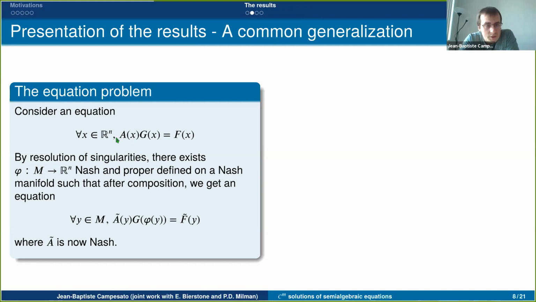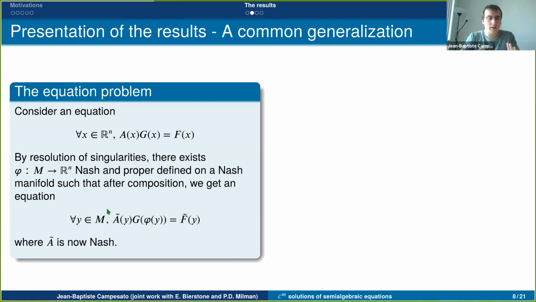So what I'm going to do first is just to replace X by phi of Y. So I'm going to compose this equation with phi. So A of X, when I compose with phi, will become A tilde of Y, which is a matrix whose entries are semi-algebraic and real analytic, or Nash. When I replace F by F composed with phi, I will get F tilde, which is a semi-algebraic vector-valued function. And then I get this kind of equation that I would like to solve.